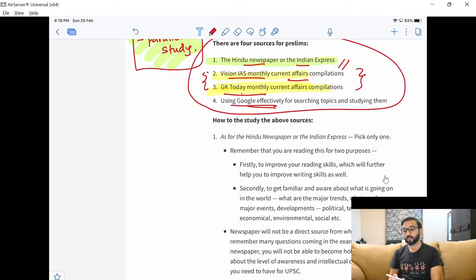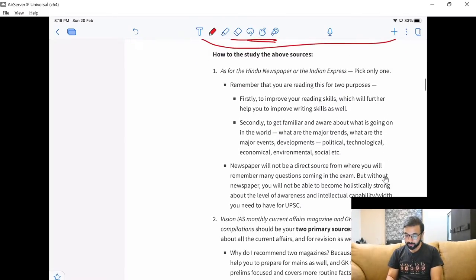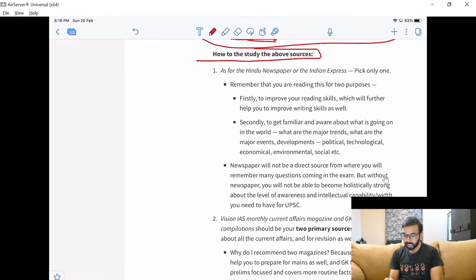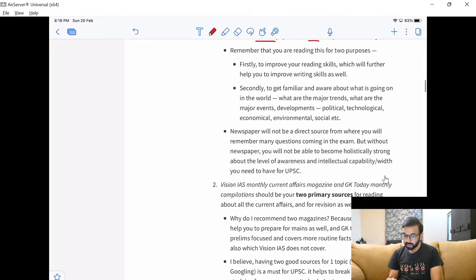So that is how you have to think about UPSC. All right. The next thing is how to study the above sources. Like I said, The Hindu, Indian Express, you can pick one source. And remember, you are reading the newspaper for enhancing your reading and writing skills, to get familiar, and to increase your awareness.